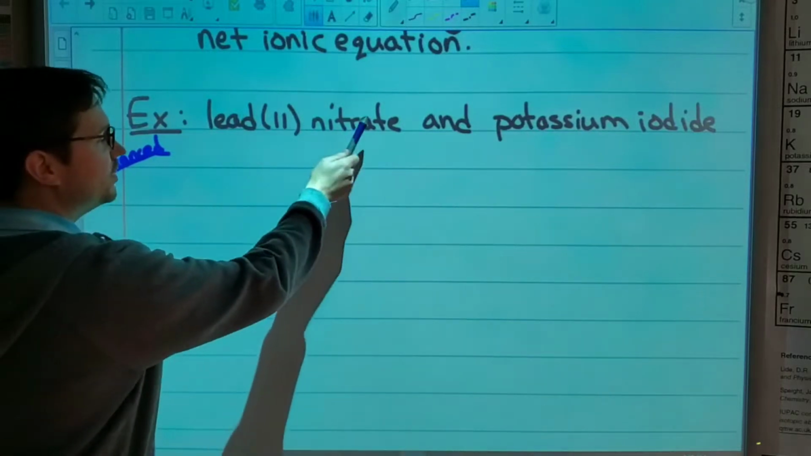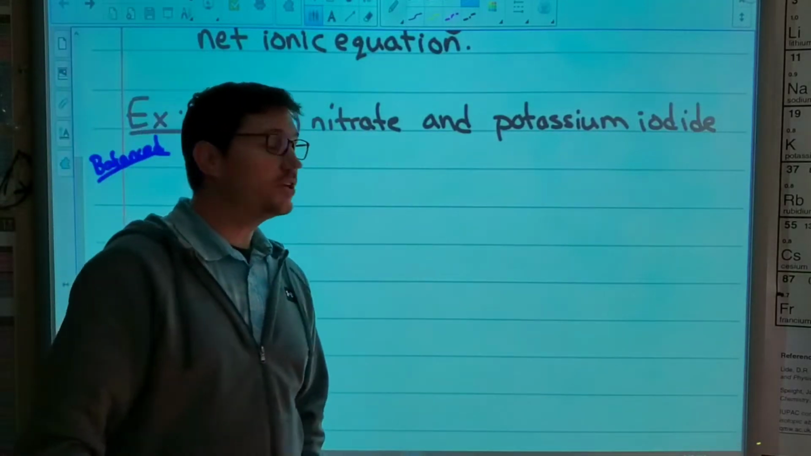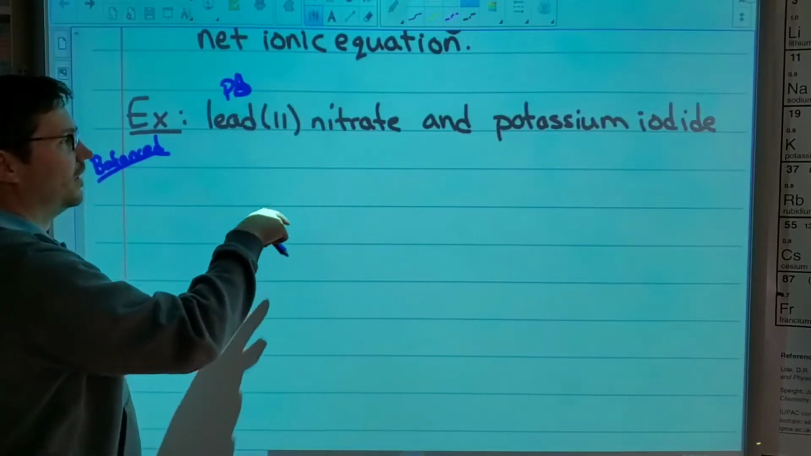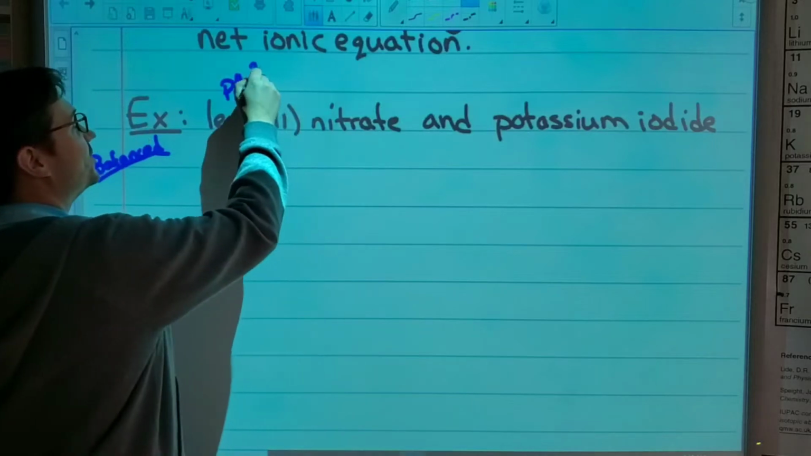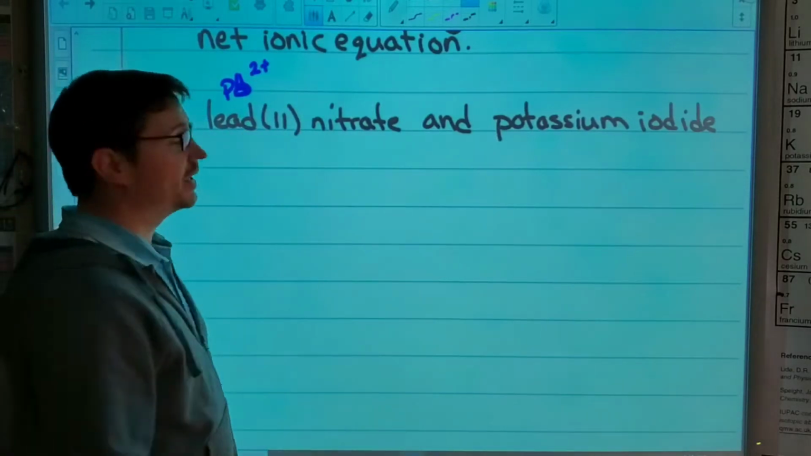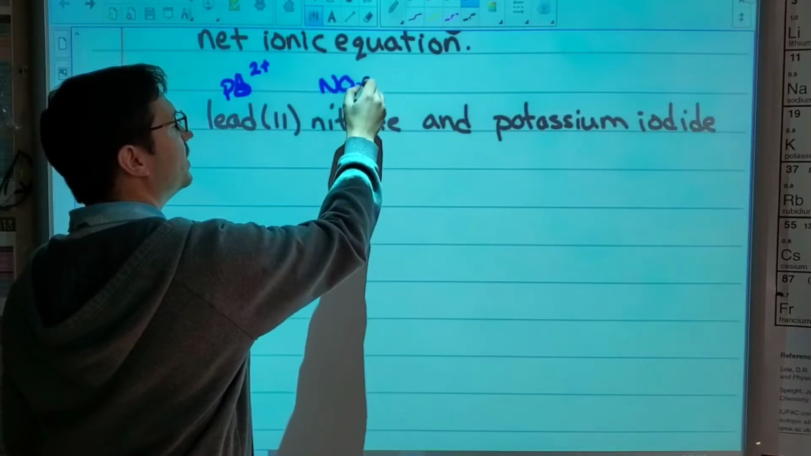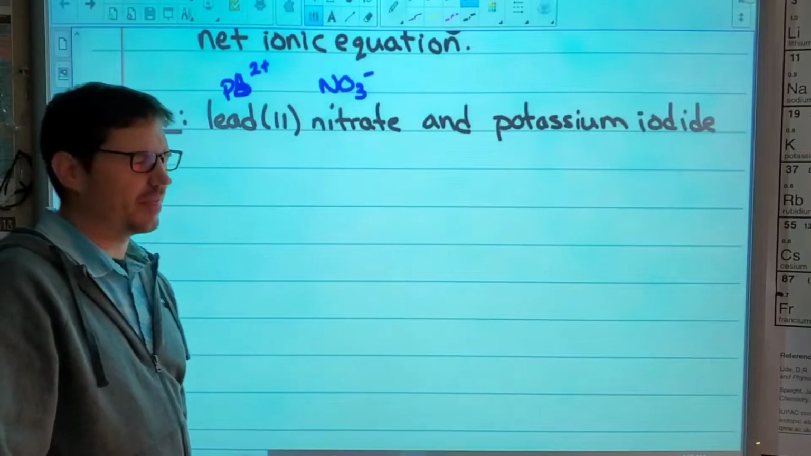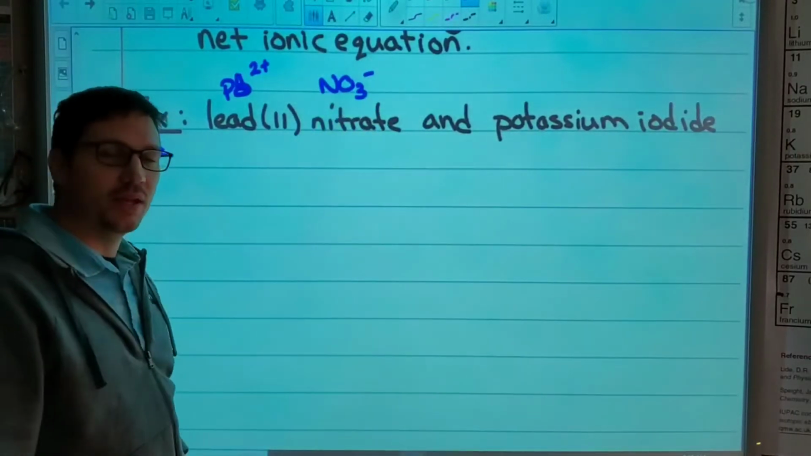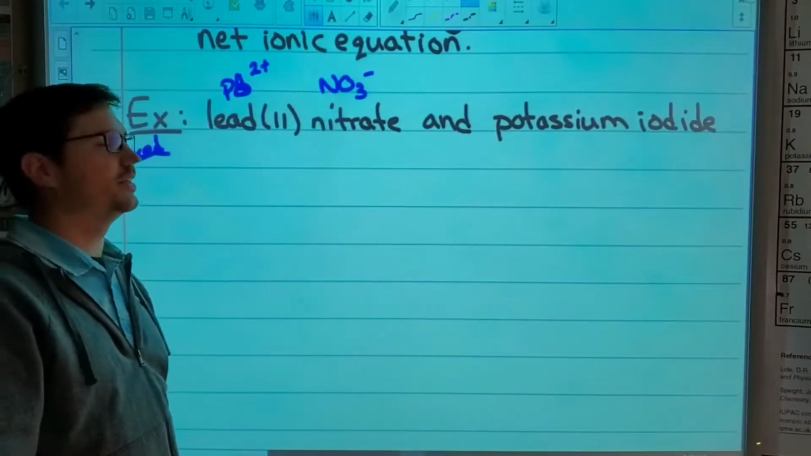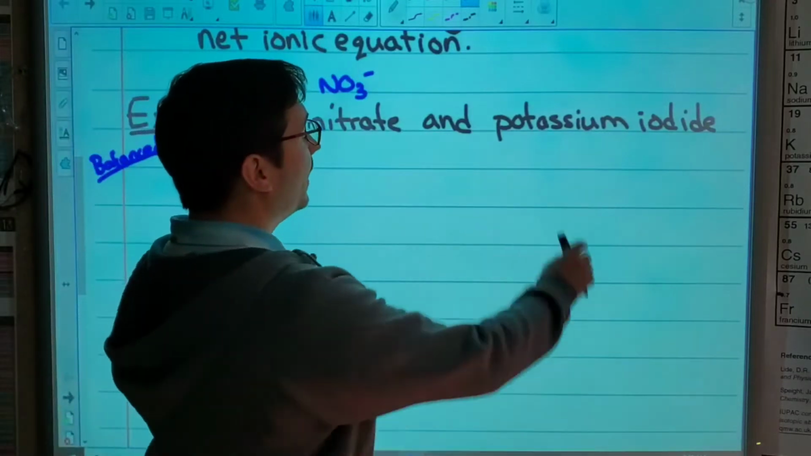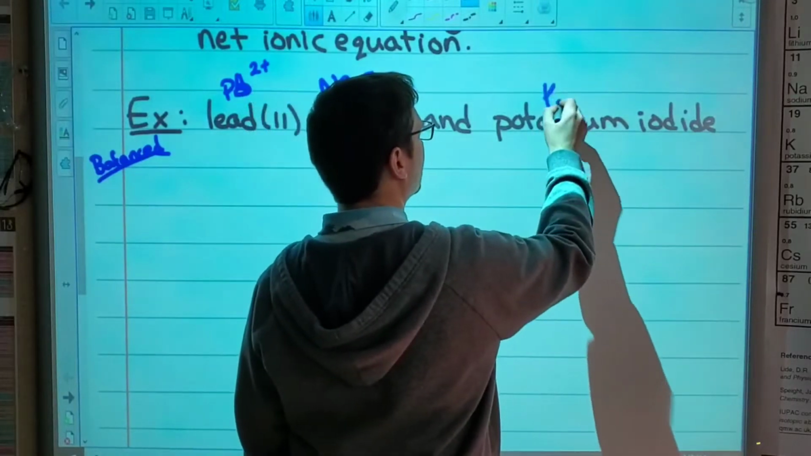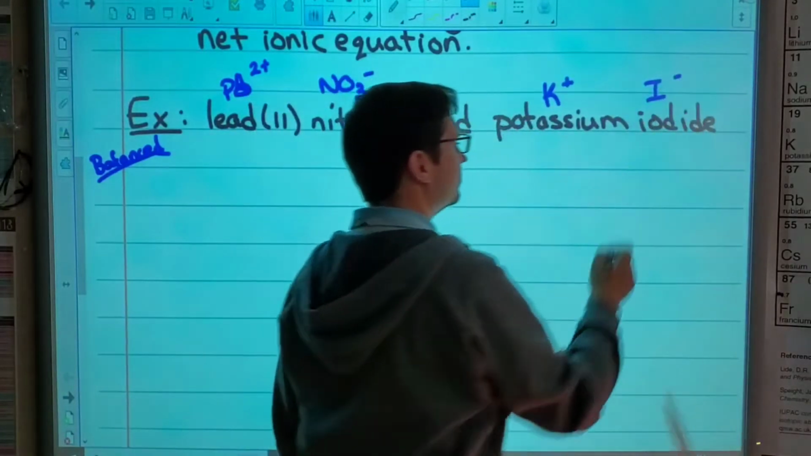Okay, lead 2 nitrate. Well, when you take a look at your data booklet, lead is Pb. Lead 2 is Pb2+. Nitrate is NO3 with a minus charge. You're going to have to be really familiar with that. Nitrate is NO3 with a negative charge. You're going to see that a lot in different chemical reactions. And then potassium iodide. Okay, these are both ionic compounds. So potassium is plus and iodide is minus.